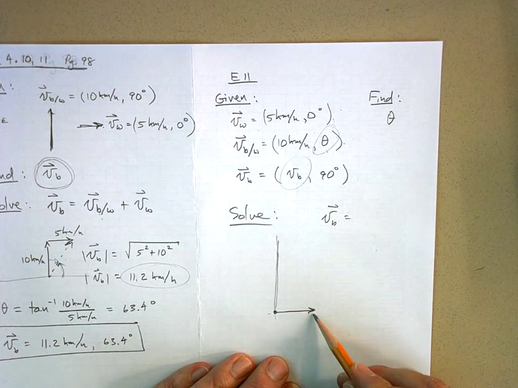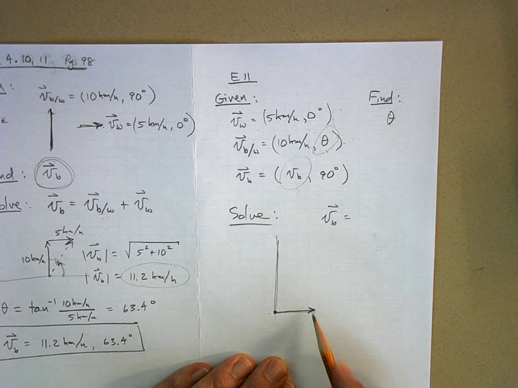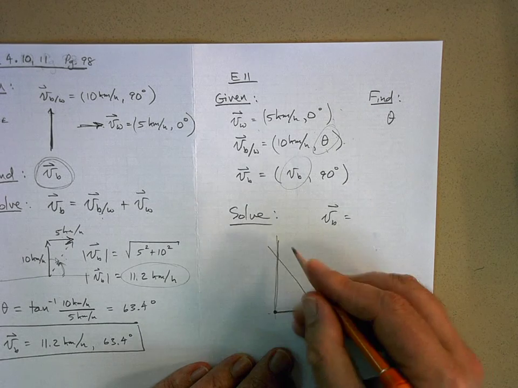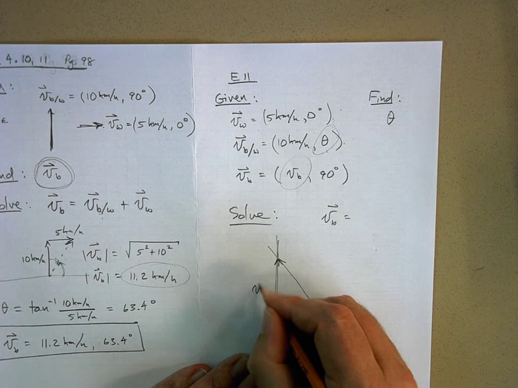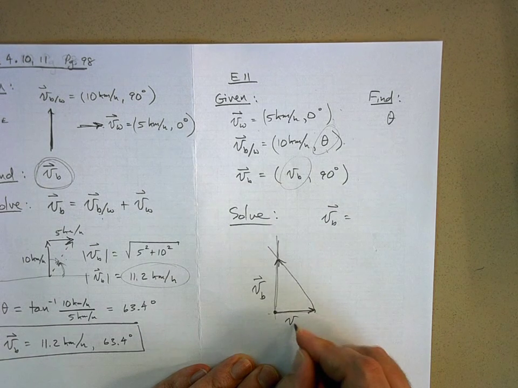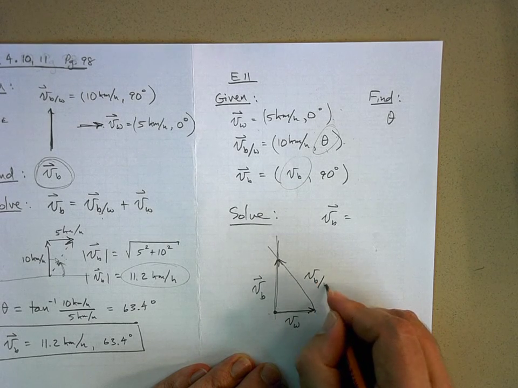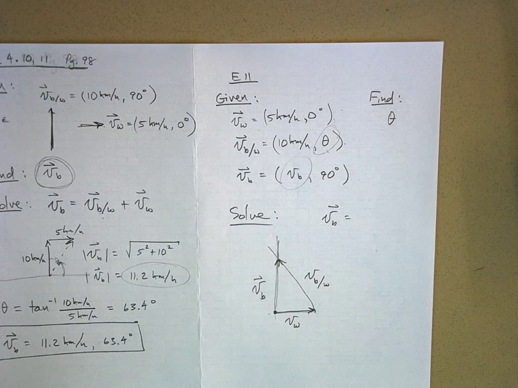I have to point my boat to the left in order to cancel out the rightward movement of the water. And so here's this and here's this. So here's the velocity of the boat. Here's the velocity of the water. Velocity of the boat compared to the water. Complete that triangle, and then you can figure everything else out. That is all.